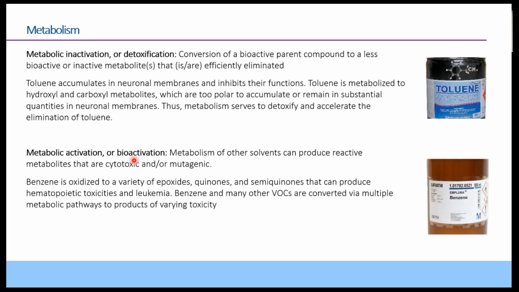While metabolic activation or bioactivation is the term used when metabolism of other solvents produces reactive metabolites that are cytotoxic or mutagenic. An example is benzene. Benzene is oxidized to a variety of epoxides, quinones, and semiquinones that can produce hematopoietic toxicities and leukemia. Benzene and many other VOCs are converted via multiple metabolic pathways to products of varying toxicities. So when benzene is metabolized, the toxicity is amplified.